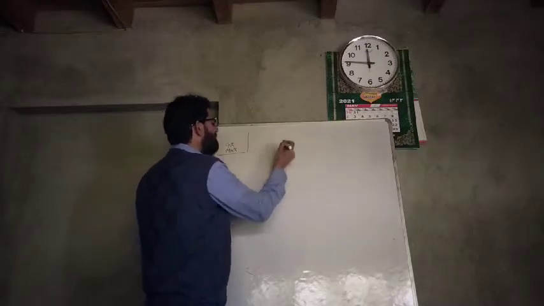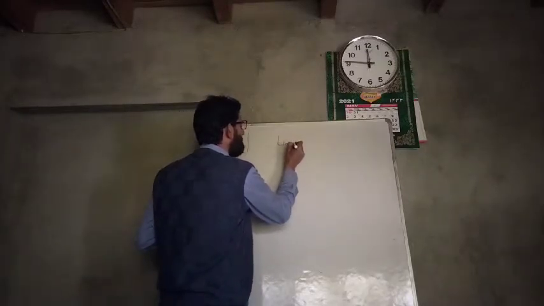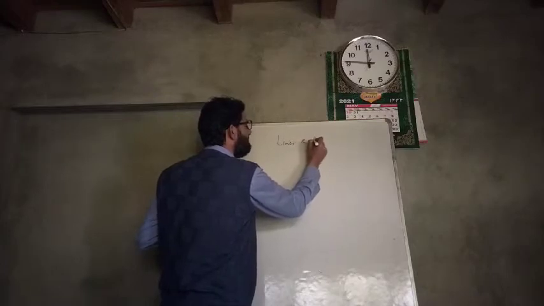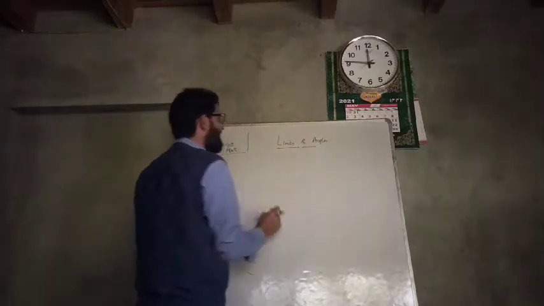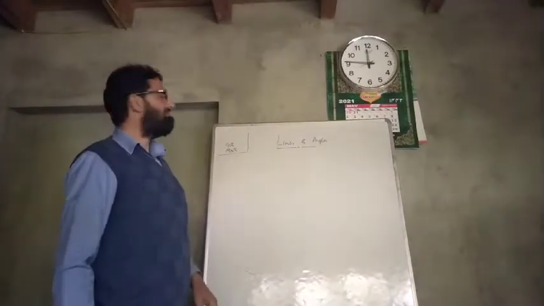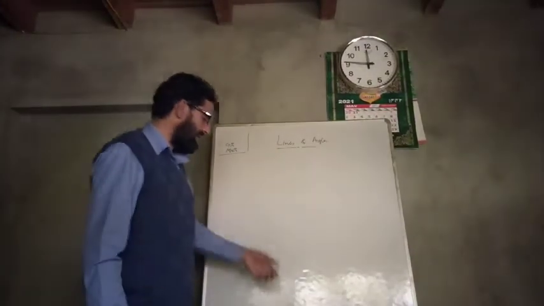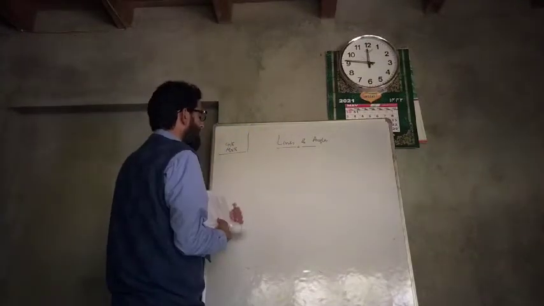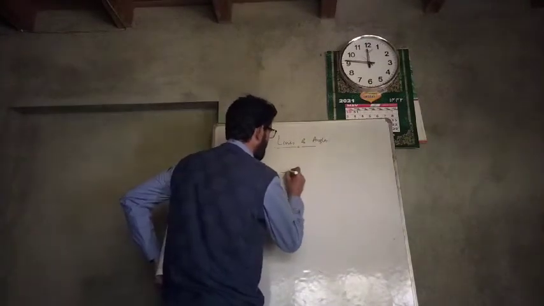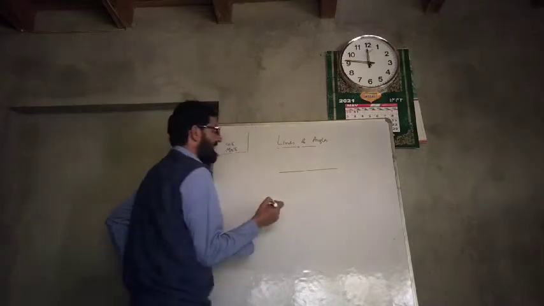Let me introduce today's topic: lines and angles. Now what is a line? And what are angles? How is an angle formed? So, a line. This is a line.